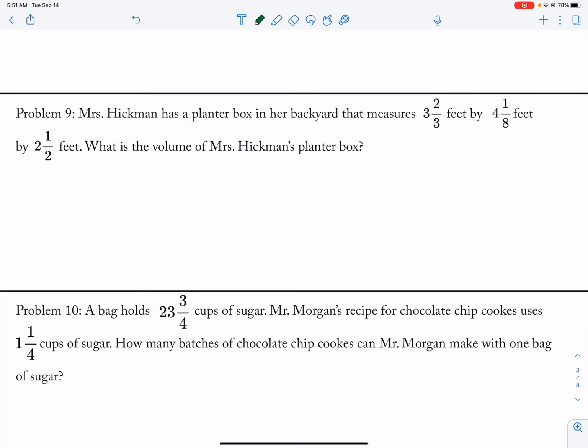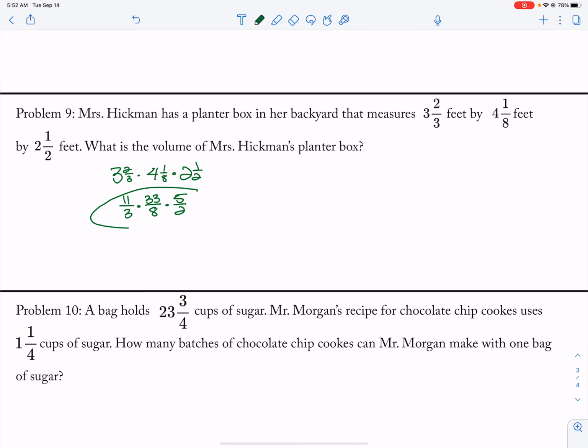Mrs. Hickman has a planter box in her backyard. What is the volume of the planter box? So I am multiplying these. So I'm multiplying 3 2/3 times 4 1/8 times 2 1/2. What I would do is turn these into improper fractions. So this is 11/3 times 33/8, and then times 2 times 2 is 4, plus 1, so 5/2.